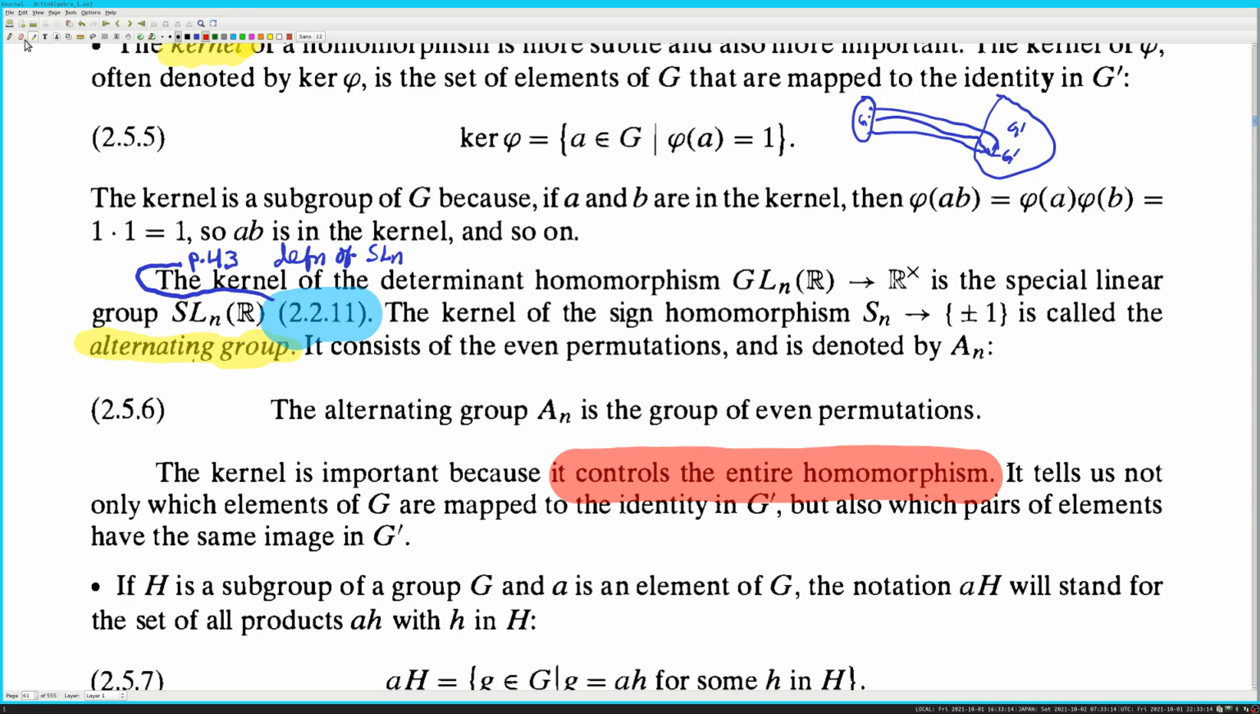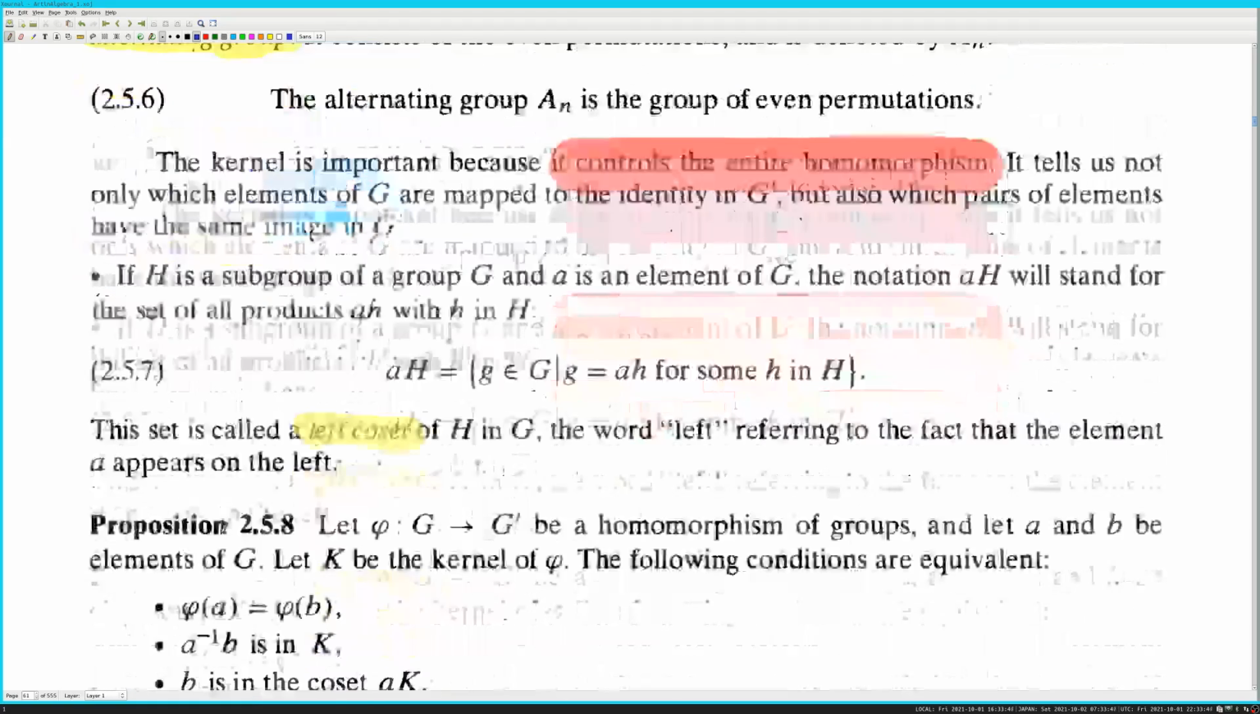It tells us not only which elements of G are mapped to the identity in G prime, but also which pairs of elements have the same image in G prime. Oh, okay, yeah. Okay, he's going to elaborate on this in a minute. I think that makes sense.